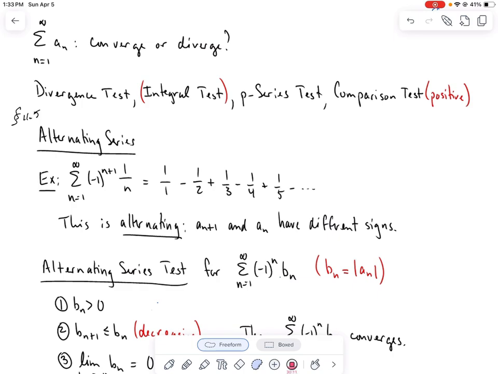The divergence test is easy to apply: you just take the limit of the general term and check whether it is 0 or not 0. Then we have the integral test. That is not very easy to apply because we have to actually evaluate the improper integral from 1 to infinity of f(n) dn.